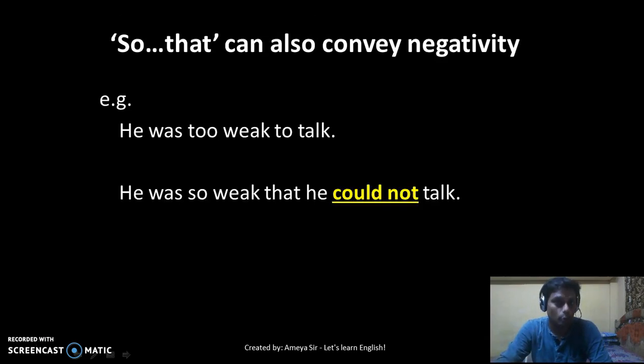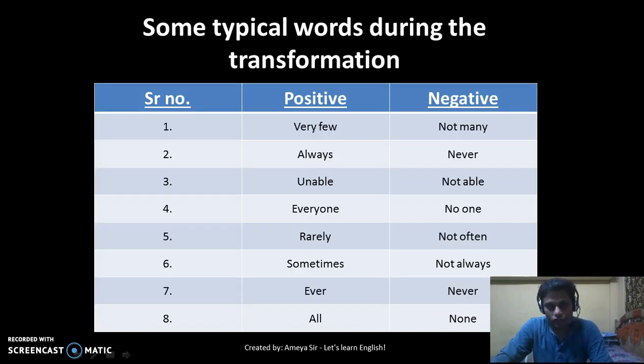And there's going to be one more, which is so that. So that also conveys negativity. So for example, he was too weak to talk. He was too weak to talk. And then you can write, he was so weak that he could not talk. So he was so weak that he couldn't talk. This makes it negative because you're going to have to use could not to express the same idea. Again, bear in mind that the past tense was retained and the idea has not been changed.